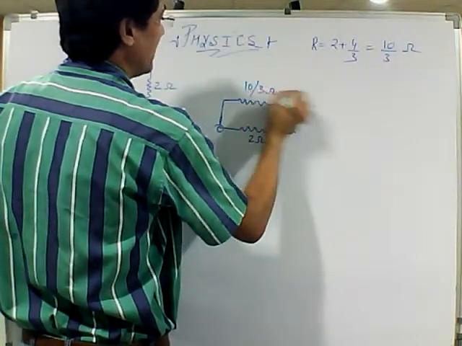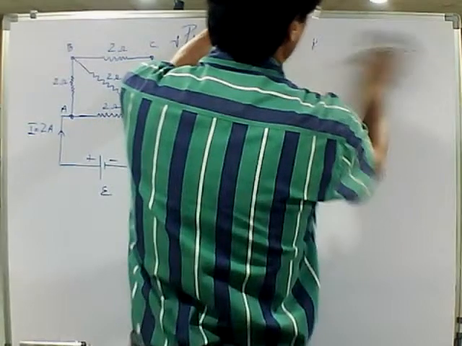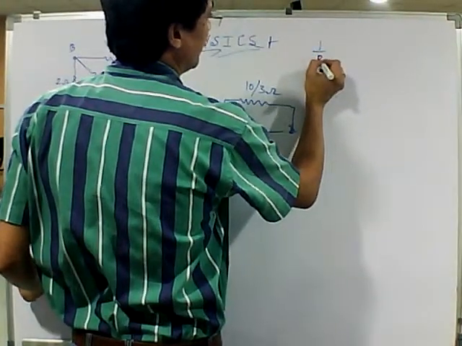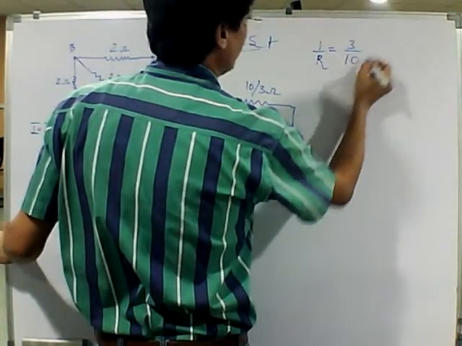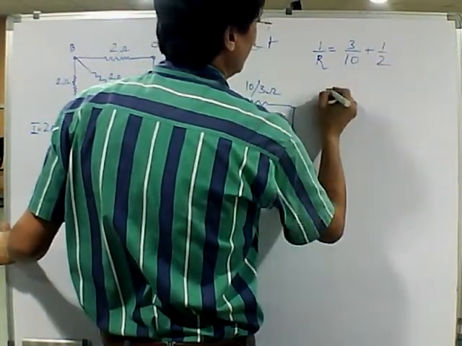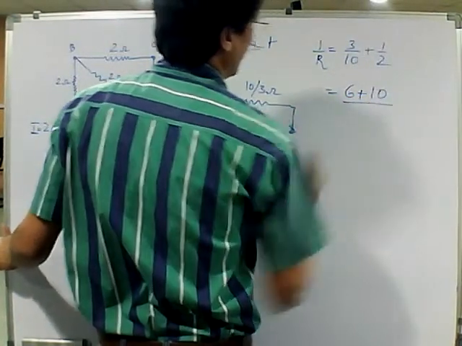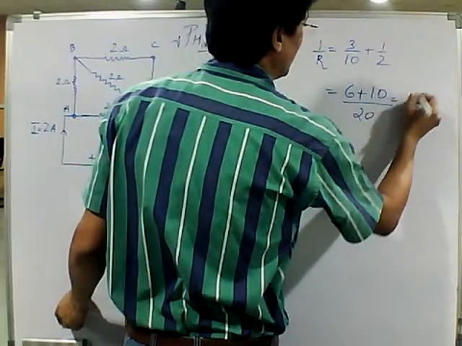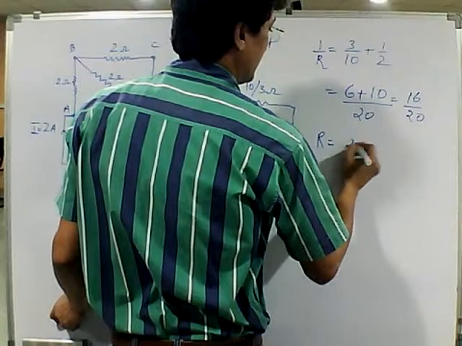10 by 3 ohm. Now 10 by 3 ohm and 2 ohm, they are in parallel. So if they are in parallel, I am getting 1 by R as 3 by 10 plus 1 by 2. So this will be 2 3 is 6. Yes, I made a very simple mistake. And 20. So this would be 16 by 20. So R equivalent would be 20 by 16.